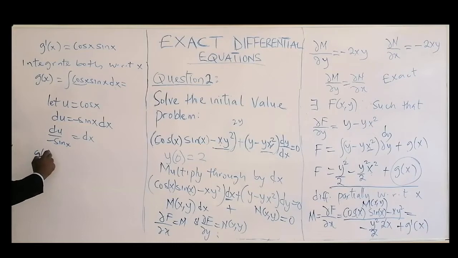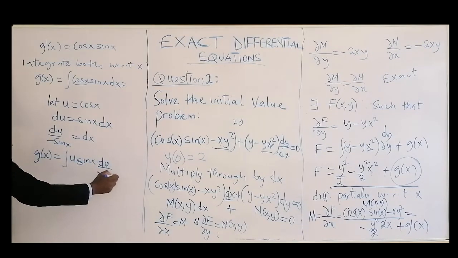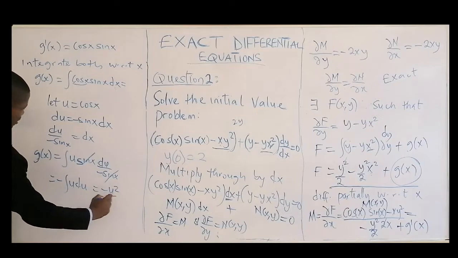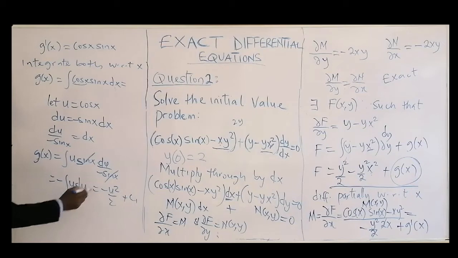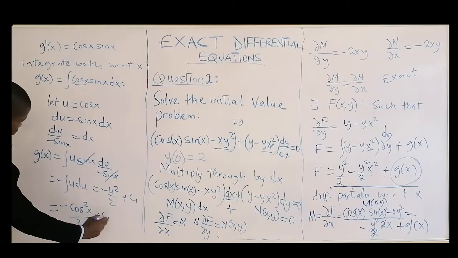Then you can go back. g of x is now equal to the integral of cos x, that is u, times sin x dx, which is du over minus sin x. So sin x will cancel out. So I have minus the integral of u du, and that will be equal to minus u squared over 2 plus c1. You can replace back your u, and that will be equal to minus cos squared x over 2 plus c1.